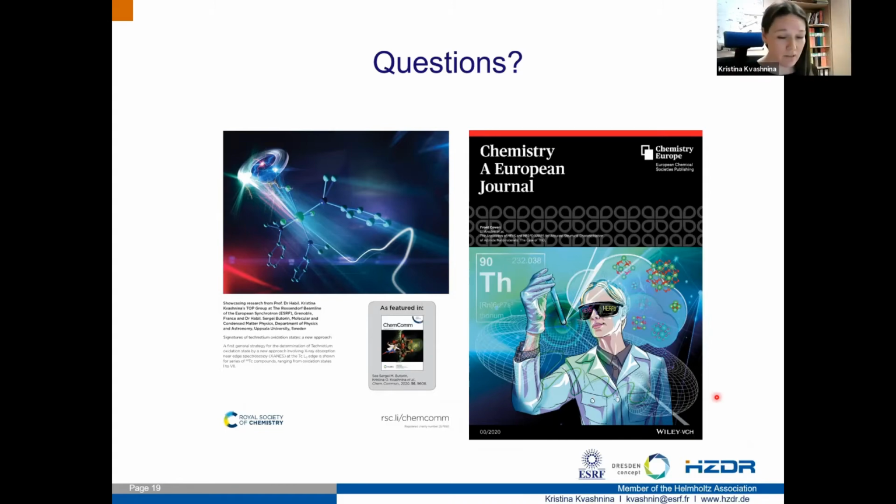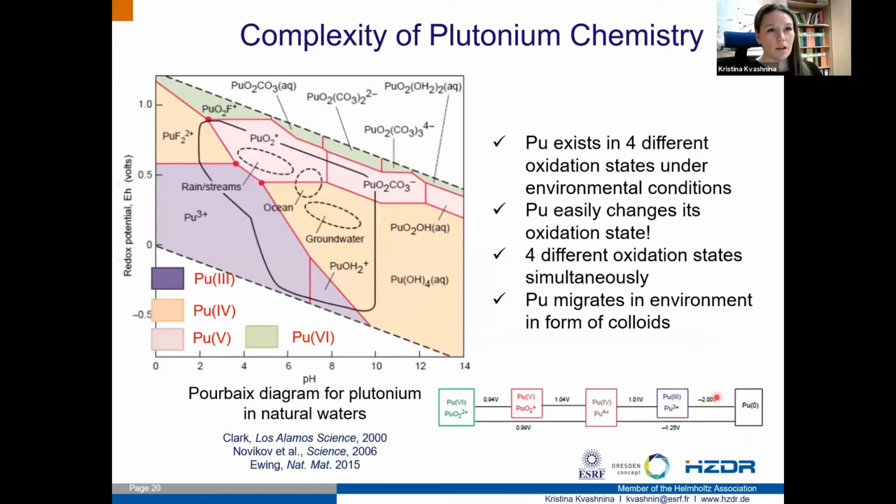In the second part of my talk, I want to show you how complex plutonium chemistry is. Plutonium has a complicated chemistry: it exists in 4 different oxidation states under environmental conditions. Those states change easily from one to another, and all 4 can be present in one particular system.